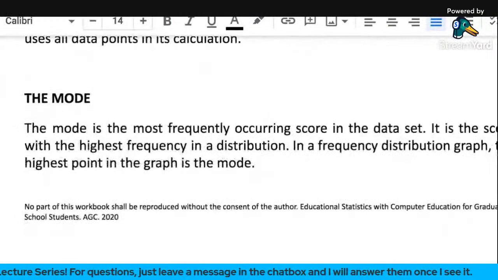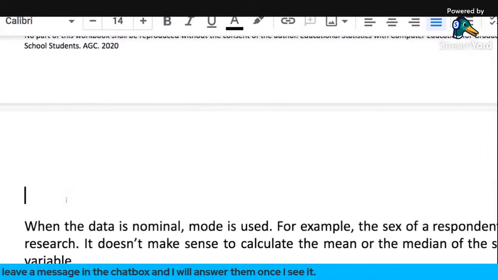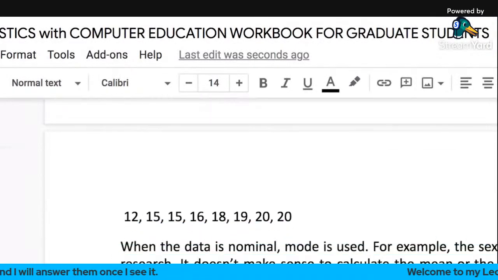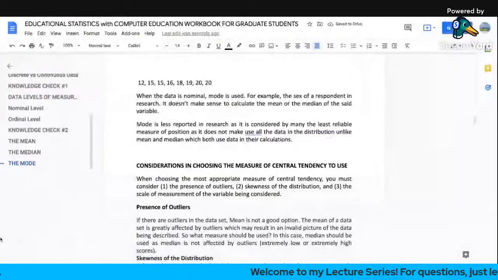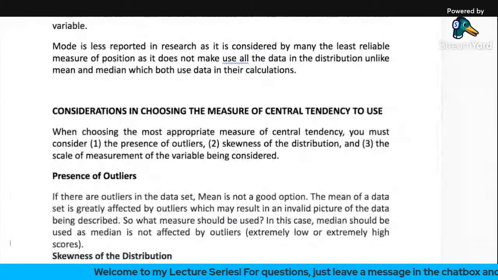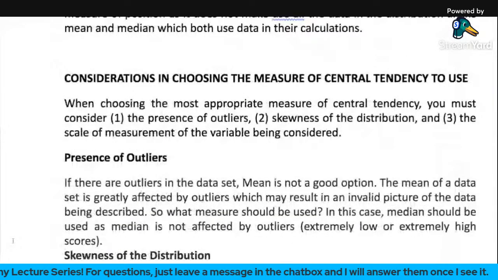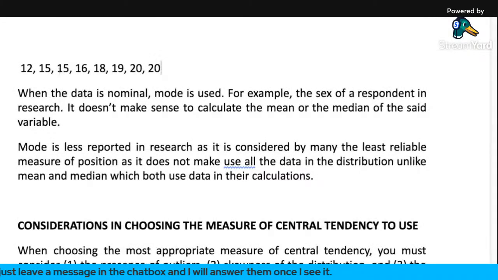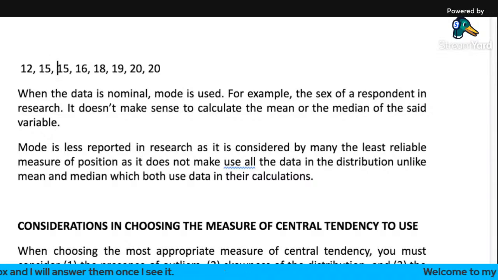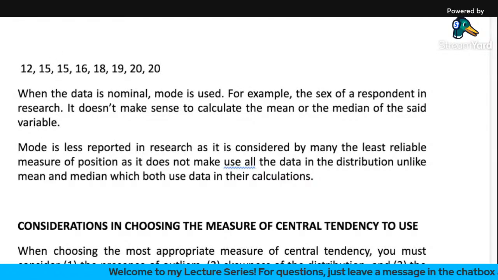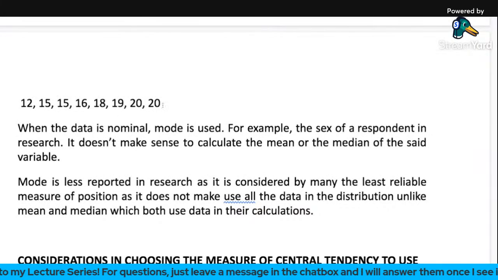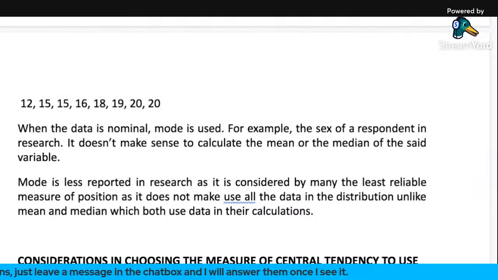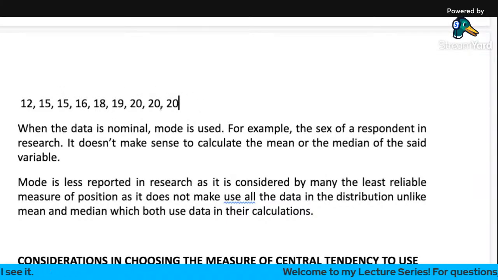So pag kukunin natin yung mode, so halimbawa dito sa ating kanina data set, titignan nyo lang kung alin yung may pinakamaraming nauulit. Sa kaso natin, dalawang numbers. Itong 15 and 15, 20 and 20. So, in this case, this is our bimodal. So, the mode here is 15 and 20 kasi parehong dalawang beses sila na naulit sa dataset. But if we have another number here, which is 20, so we have 3 20s, 2 15s only. So our mode here will be 20. Okay, so ganun ibig sabihin ng mode.